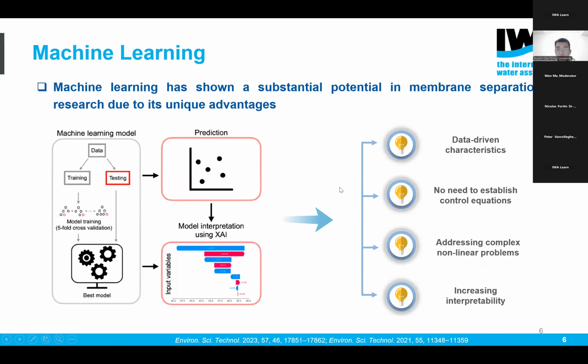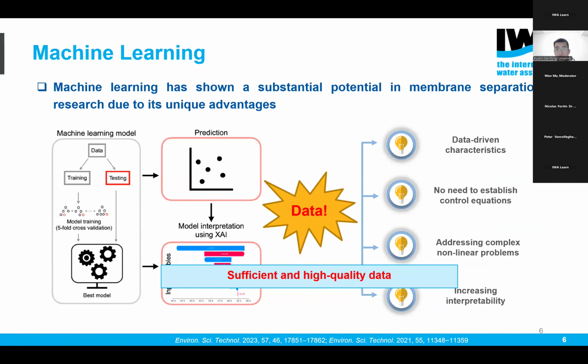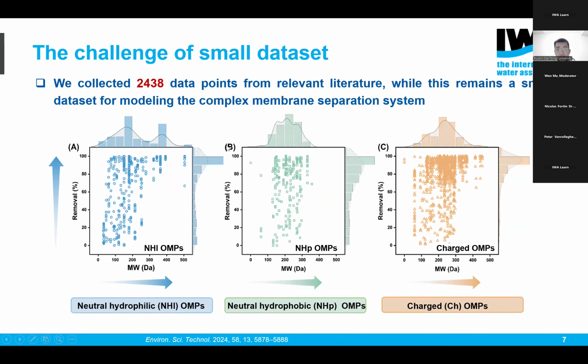From previous slides, we know the advantages of machine learning. But the key to achieving high-quality machine learning is data, and we want sufficient, high-quality data. When we tried to collect data on the rejection of micropollutants by membranes from the literature, we found only 2,400 data points from the relevant literature. For data sets, this is quite small.